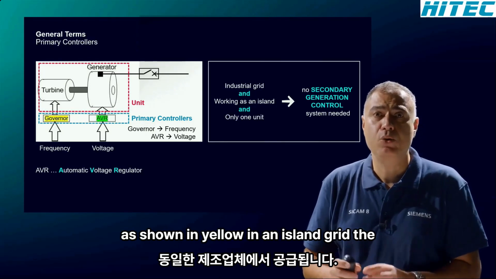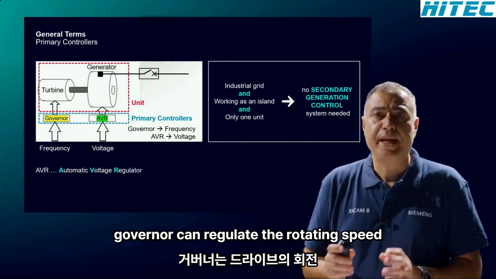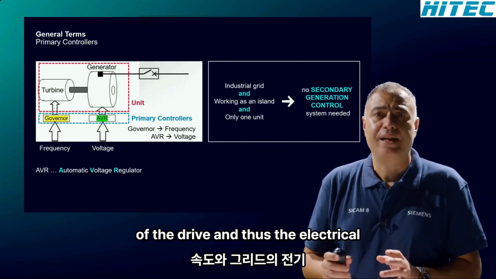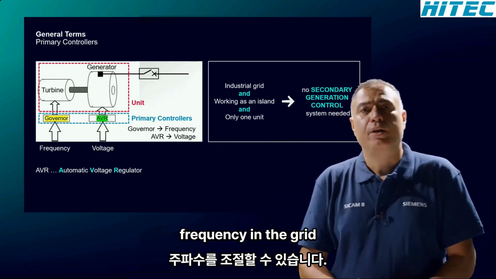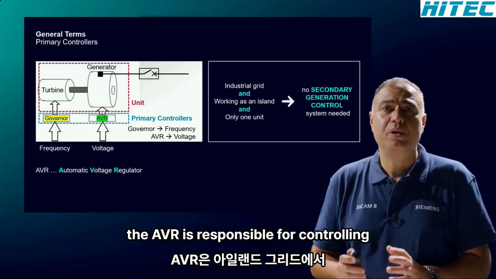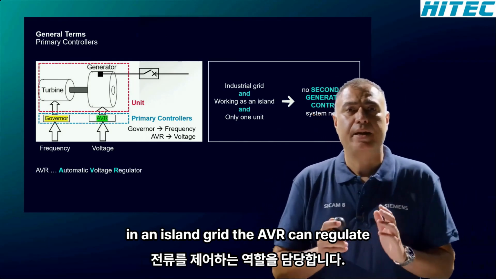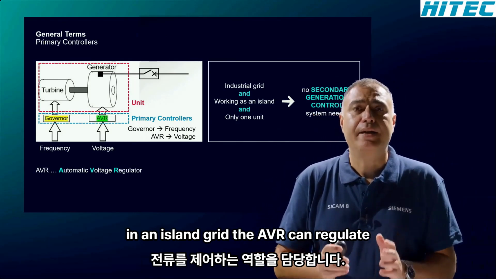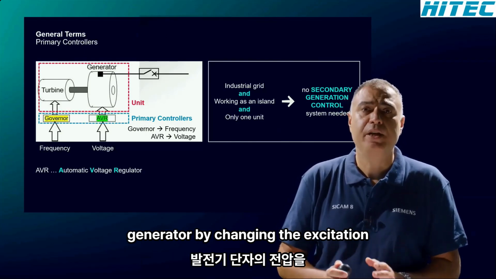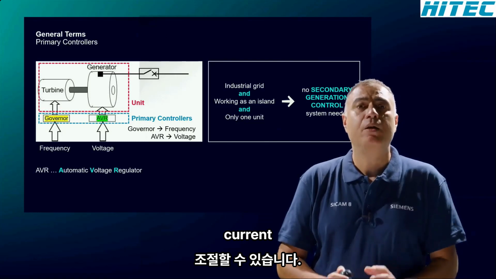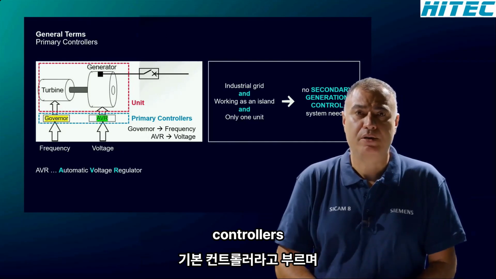As shown in yellow, in an island grid, the governor can regulate the rotating speed of the drive, and thus the electrical frequency in the grid. The AVR is responsible for controlling the excitation current of the generators. In an island grid, the AVR can regulate the voltage at the terminals of the generator by changing the excitation current. Both governor and AVR are called primary controllers.